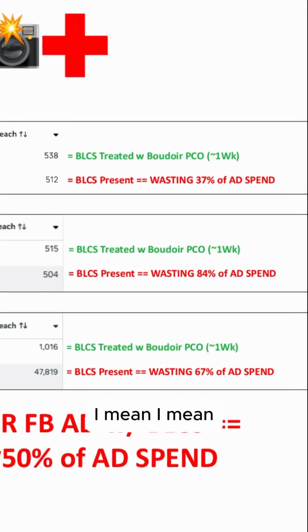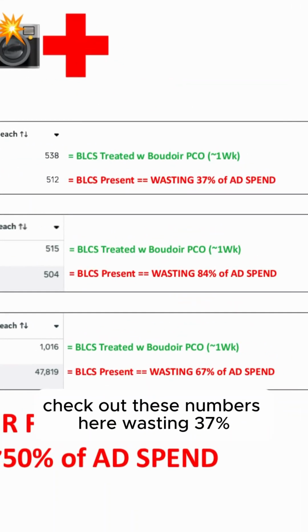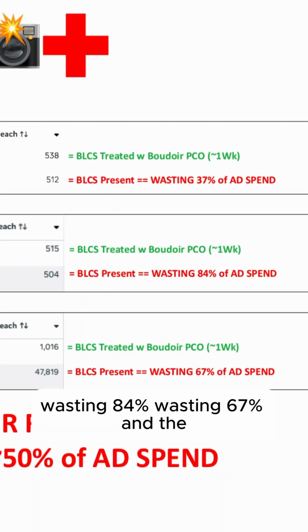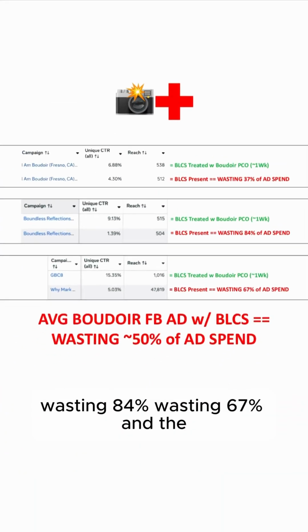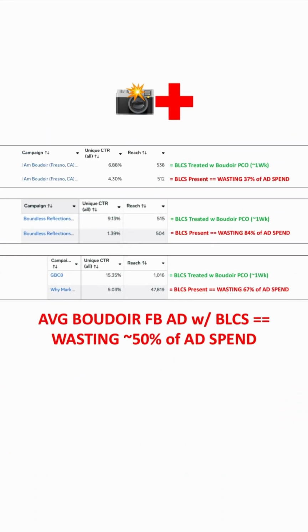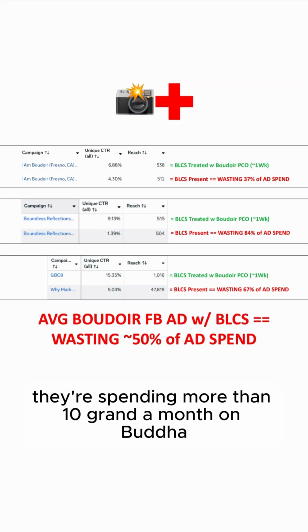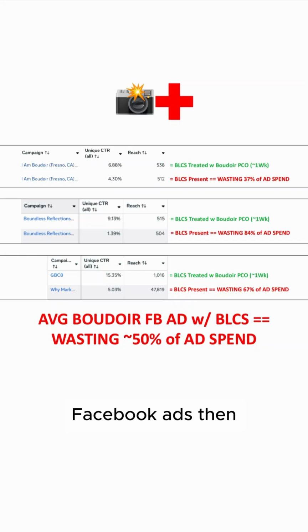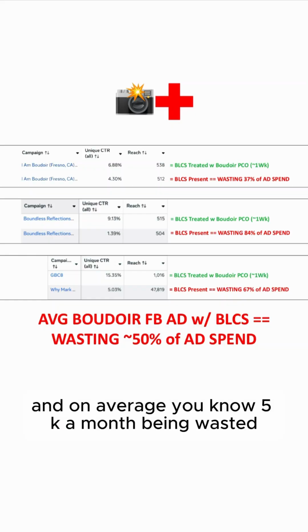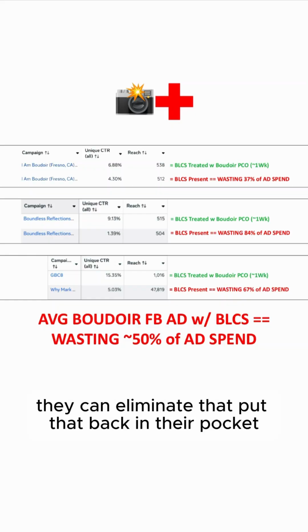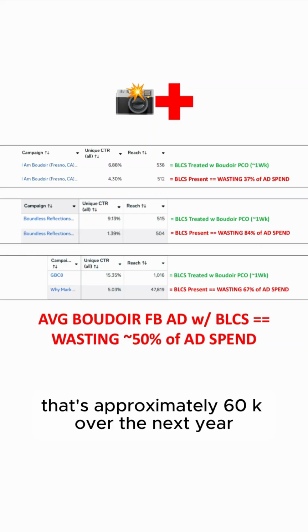I mean, check out these numbers here: wasting 37%, wasting 84%, wasting 67%. So they're spending more than 10 grand a month on Boudoir Facebook ads. Then on average, 5K a month is being wasted. They can eliminate that, put that back in their pocket. That's approximately 60K over the next year.